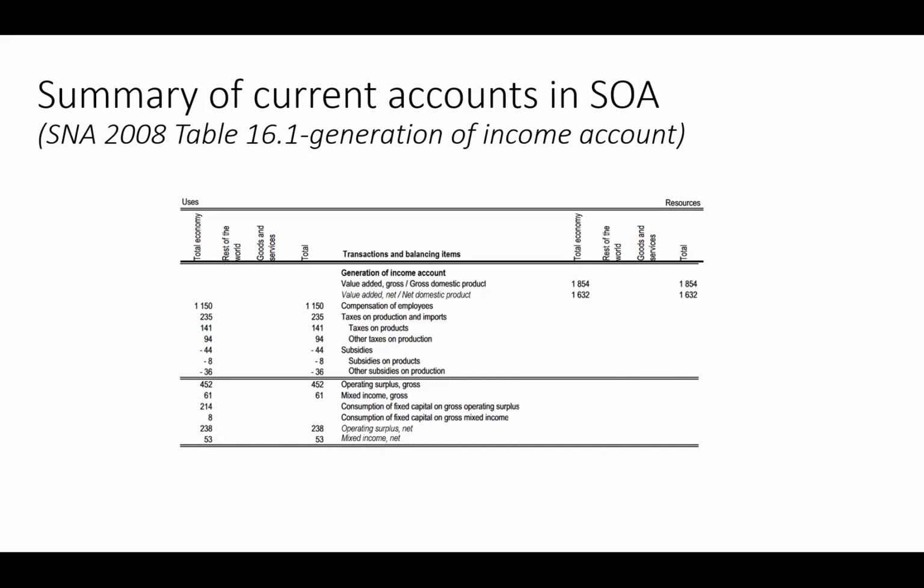And this is the generation of income account. And then we also see the balancing items here: operating surplus, mixed income, consumption of fixed capital on the gross operating surplus, consumption of fixed capital on gross mixed income, so net operating surplus, and then next mixed income.